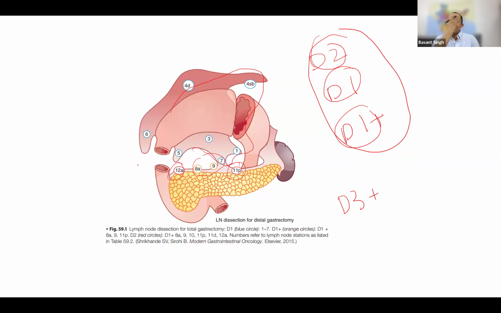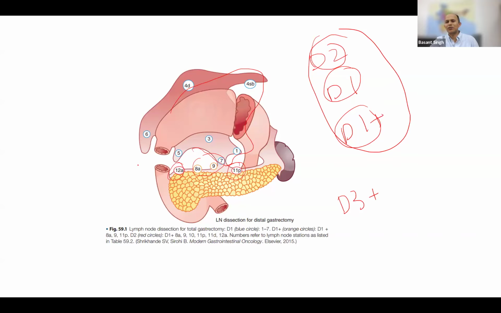Yes, D3 is taking, if you take the irritable lymph nodes as well, that is D3 gastrectomy. So, okay, you have to know D2, D1, D1 plus. They may ask you about D1 plus gastrectomy, because D1 you know, what is D1 plus? D1 plus is taking your celiac and hepatic artery lymph nodes. You take station 9 and 8, that is D1 plus.